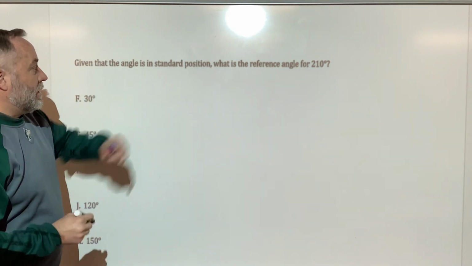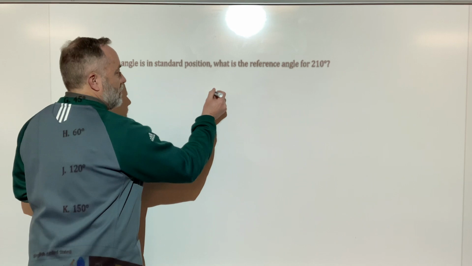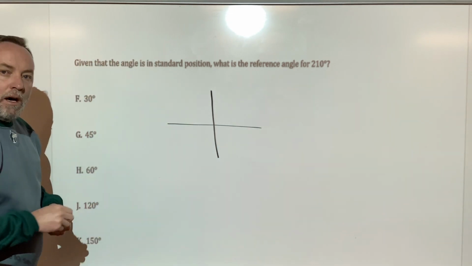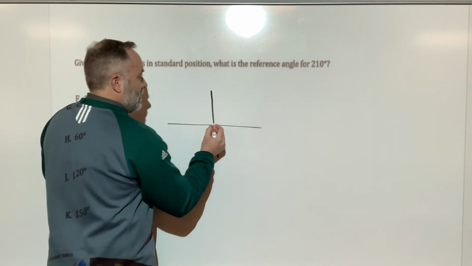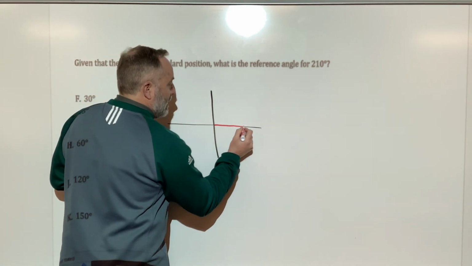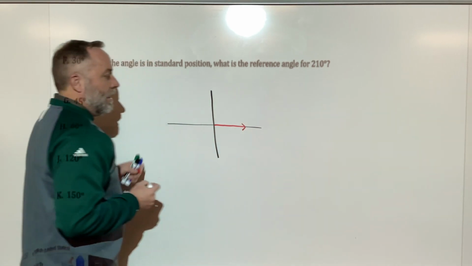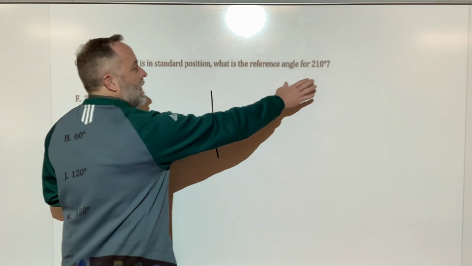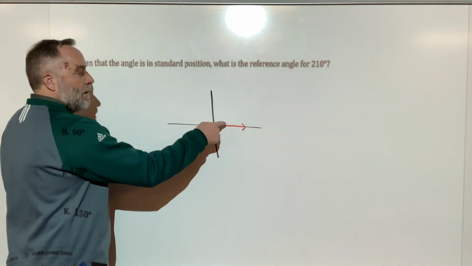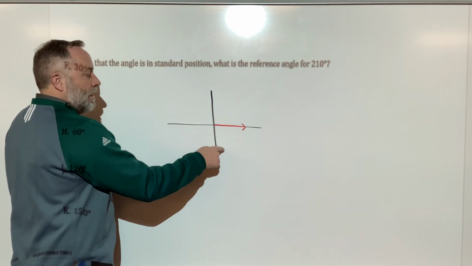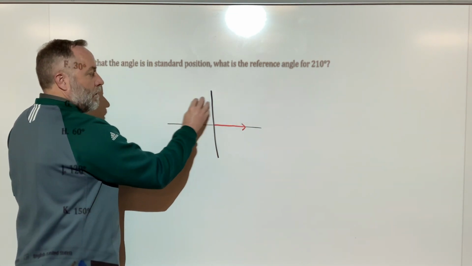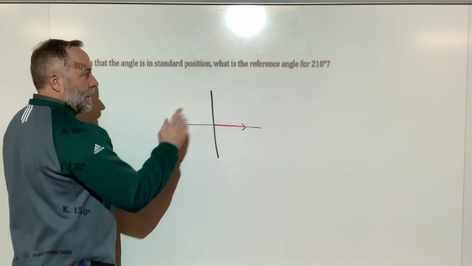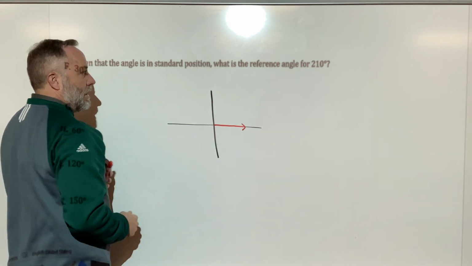So let's start with standard position. Standard position is when an angle is drawn, you always start on the positive x-axis. So every angle, the initial side, the starting side, is the positive x-axis. And then if the angle is positive, which we have in this case, we move counterclockwise, because this is quadrant 1, quadrant 2, 3, and 4. And so when the angle is positive, we move in a counterclockwise direction.